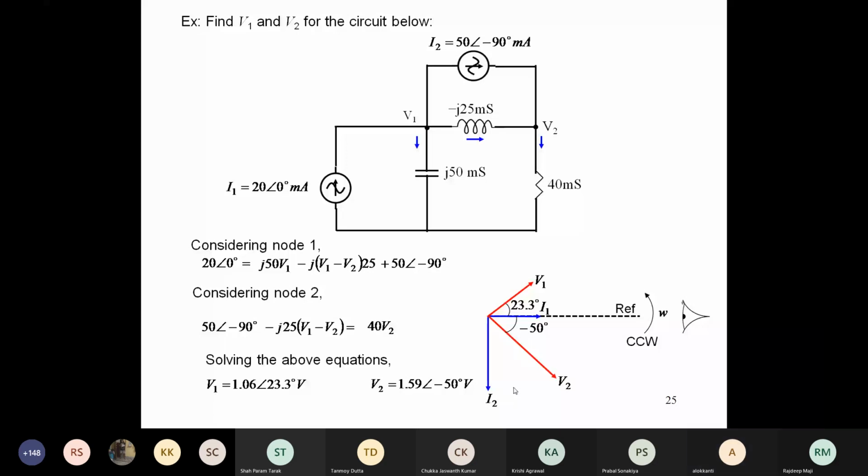Okay. This example is okay. Yes, sir. Yeah. So we will stop here today.